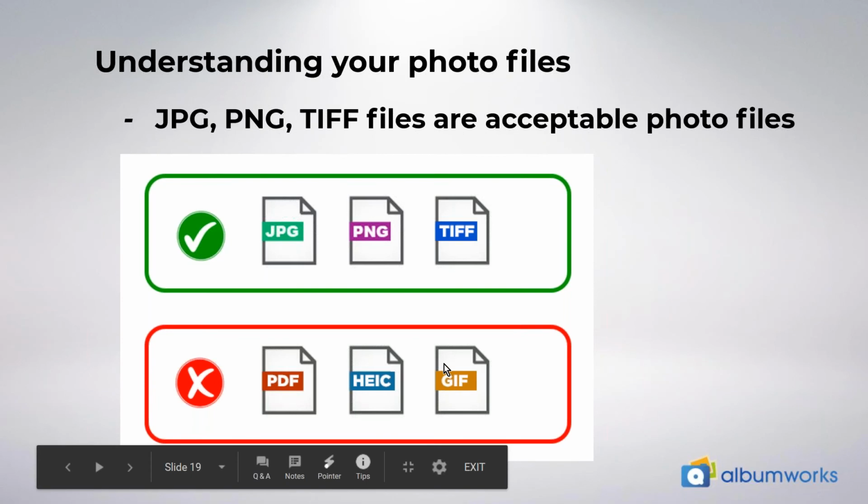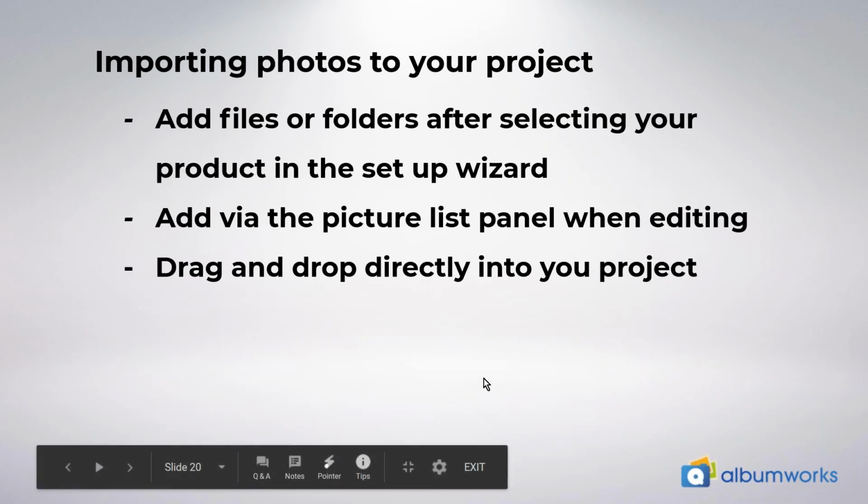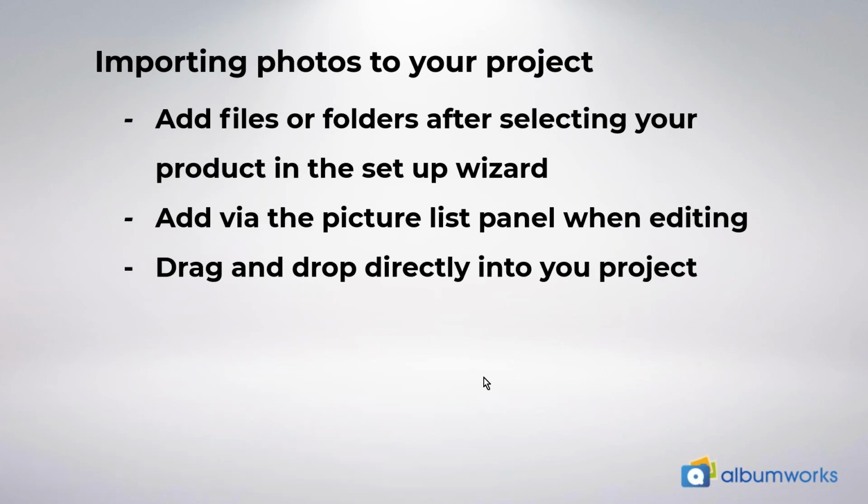Lastly, let's have a look at how to import your photos into the AlbumWorks editor. There are several ways to do this. You can add all your photos or folders after you've selected your photo book product in the wizard while you're setting it up. Or you can add via the picture list panel once you've already started your project, or you can drag and drop a folder or photo from the File Explorer or Finder directly onto your page or into the picture list. Let me show you how to do these things now.